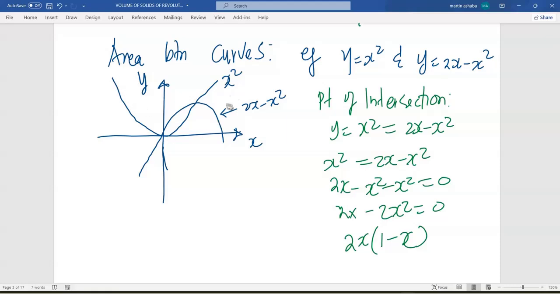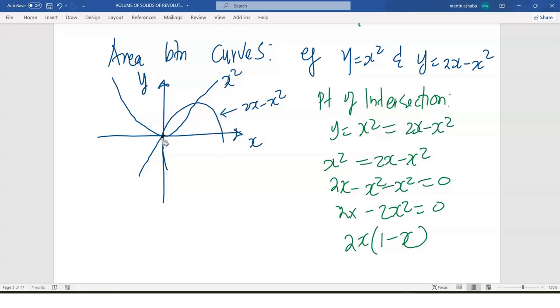Our x squared is symmetric about the y-axis, and it is passing through the origin. And also we see that the 2x minus x squared curve is also passing through the origin. But we need to find the point of intersection where the two curves cross each other. And at those points, the y values are the same.